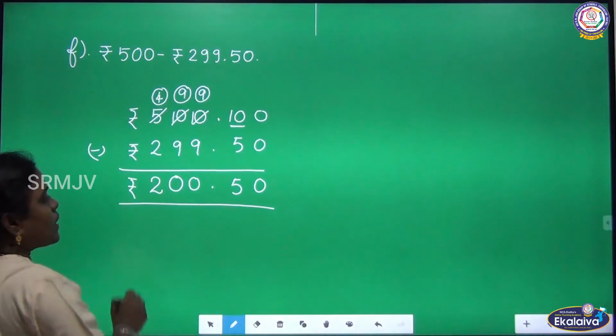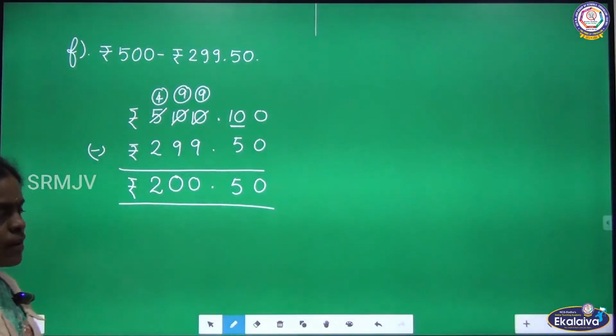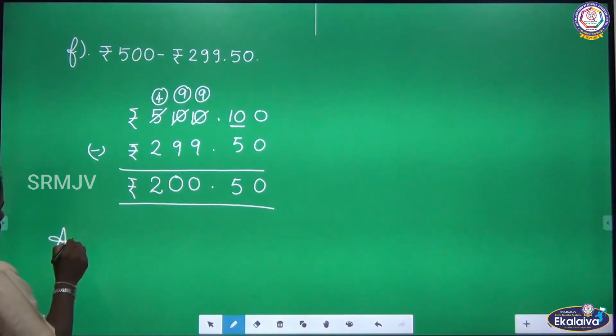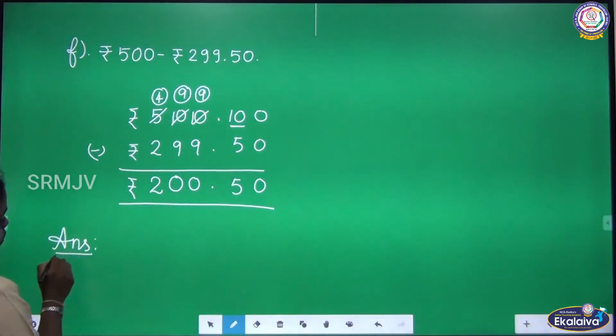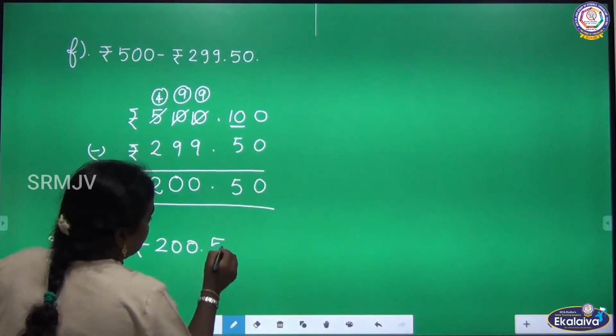So if you subtract the given amount, you can get 200 rupees and 50 paise. Let us write the answer. We got 200 rupees and 50 paise.